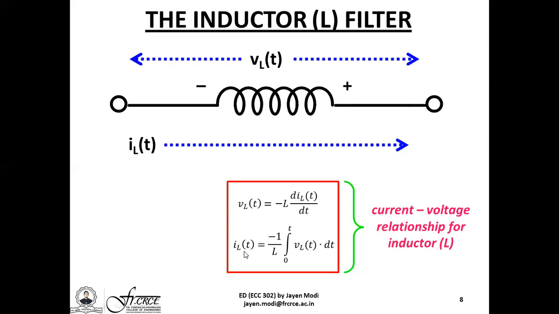Similarly, the current can be simply computed by arranging these terms. So we get IL of t is equal to minus 1 by L integral VL of t dt. That is the current voltage equation for the inductor.